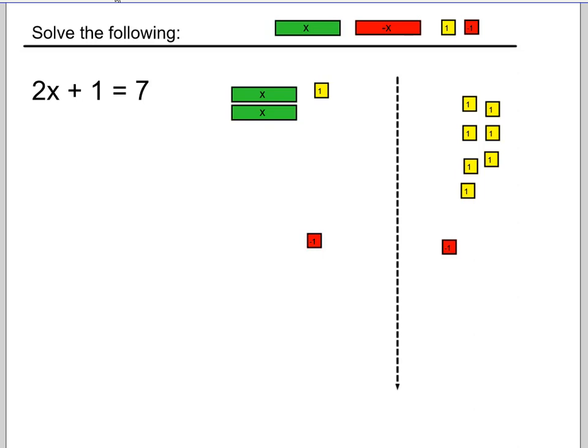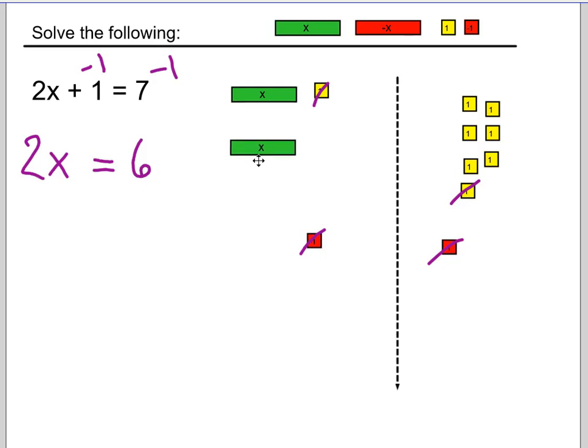So let's go back to the algebra, and we will subtract 1 from both sides. This one and this one will zero out, just like this one and this one will zero out. So those are now gone. My algebra looks like this: 2x equals 6. Now if I want to figure out what each box is worth, I'm going to separate them into two equal groups, which is the act we call division. And it looks like this visually.